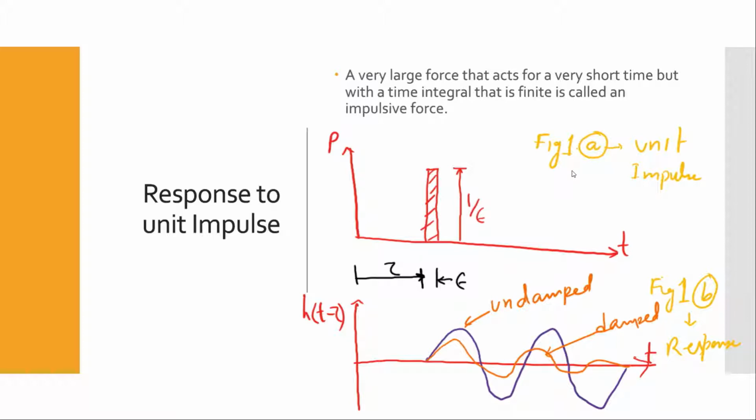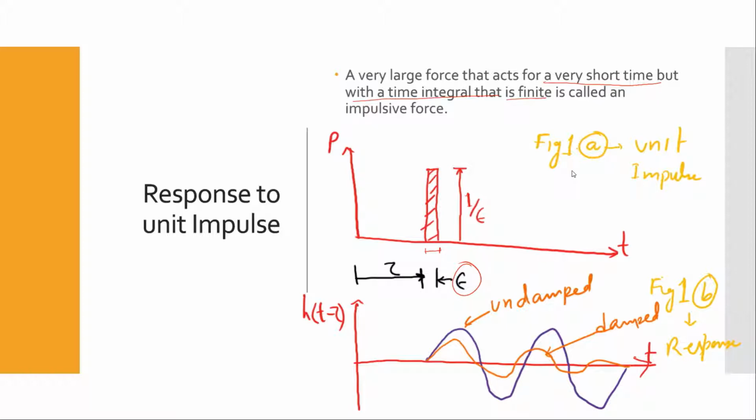For a very short span of time, it delivers very large forces. So a very large force that acts for a very short duration, but with a time integral that is finite, is called an impulsive force. Here we can see 1 by epsilon showing the value of the impulsive force, a very large force acting for a very short but finite duration, epsilon. So it is the impulsive force that is acting.